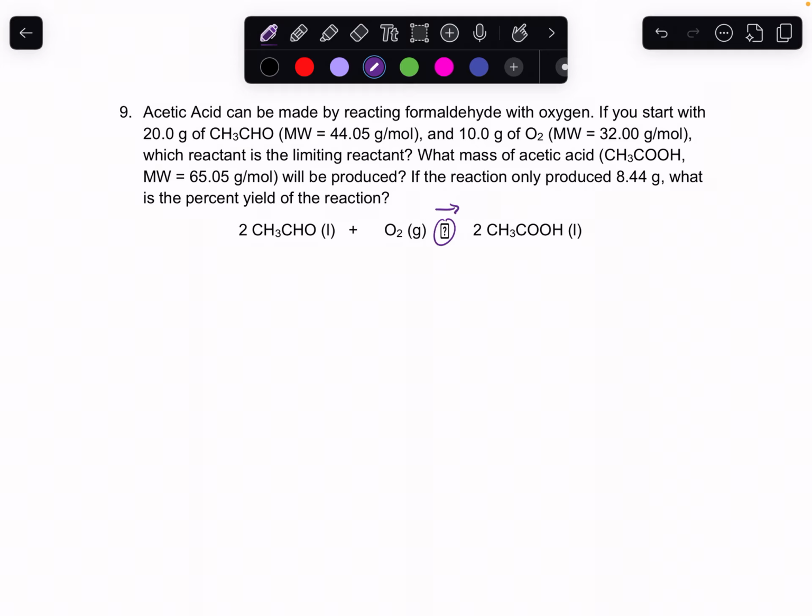I can start with 20 grams of formaldehyde and 10 grams of oxygen, and I need to know which is the limiting reactant. Okay, the good part about these is I already provided you with the molecular weights, the molar mass, and I didn't put anything in weird words, so you don't have to determine what formaldehyde is, what is CH3CHO, right? I told you what you need to look for.